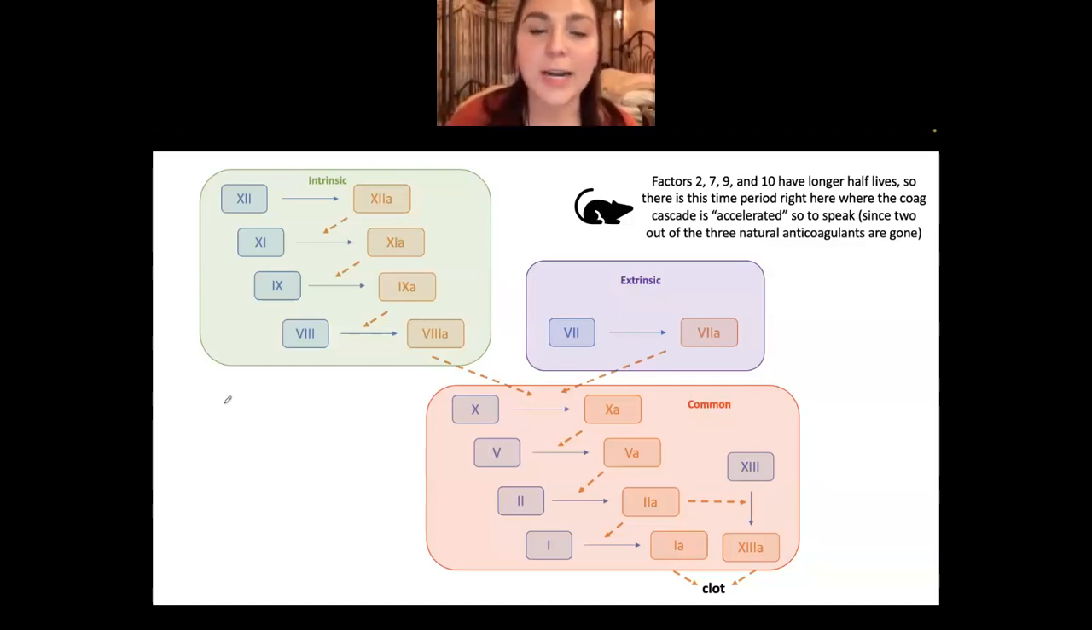So factors 2, 7, 9, and 10 have longer half-lives, so they're still there. Protein C and protein S are gone, but 2, 7, 9, and 10 are still there because their half-lives are a little bit longer. Right at this time frame, when protein C and protein S have died off, it's almost like the coagulation cascade is accelerated, because we don't have 2 out of the 3 natural anticoagulants.